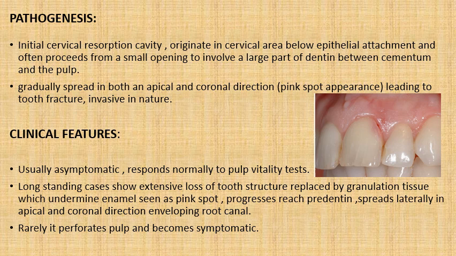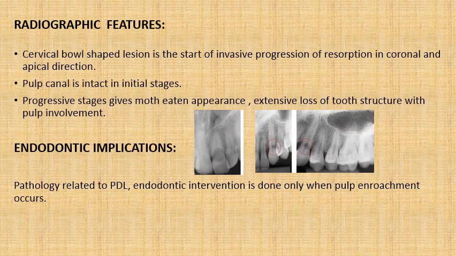And the pathogenesis: usually it starts very small in the cervical aspect. Later it gradually enlarges to involve a larger portion of dentin between the cementum and the pulp. Over a point, it will gradually spread in both coronal and radicular portions. So it will be seen clinically as a pink spot in the cervical aspect. Usually it will be asymptomatic, but a long-standing case will result in pulp infection. The pulp will get perforated and the patient will become symptomatic. Clinically you will see a pink spot in the cervical aspect, because your dentin is getting completely resorbed.